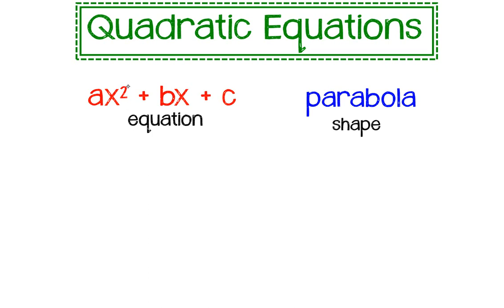Now a quadratic equation has to have a variable with a power of 2. These other terms may be included or may not be included, but you have to have a term that has a variable with a power of 2. If you're looking at a quadratic graph, you'll know its shape if it looks like a parabola.